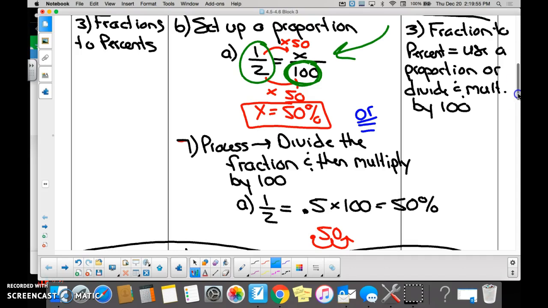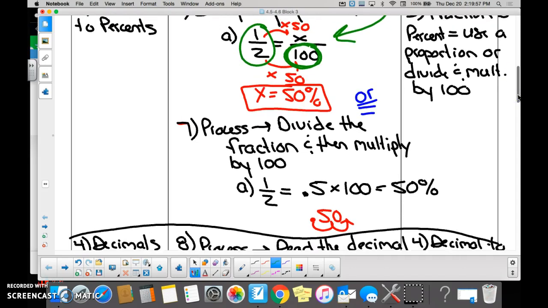The second thing you could do is a more simplistic thing. You could simply divide and then multiply by 100, which is essentially what you're doing up here. You're dividing and then multiplying by 100, but in a more, I guess, clear way of showing that.